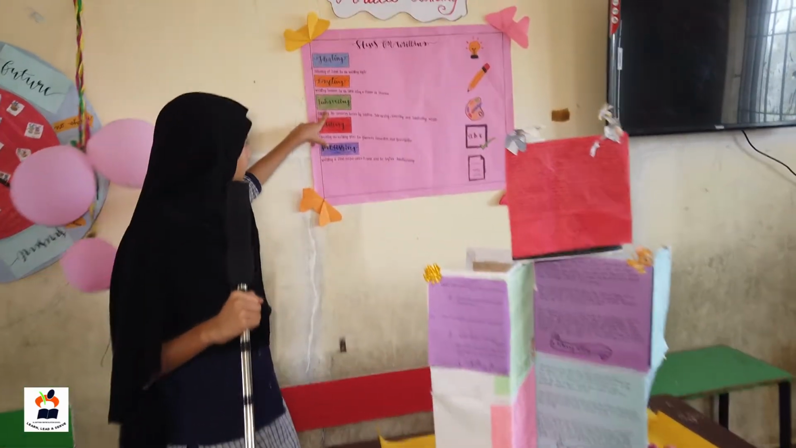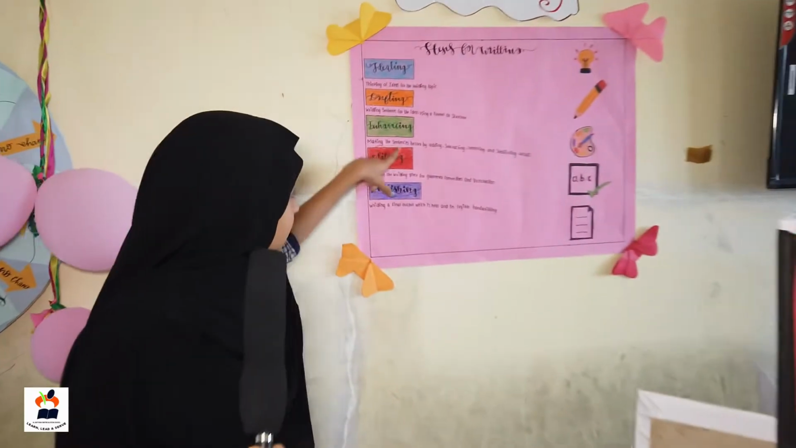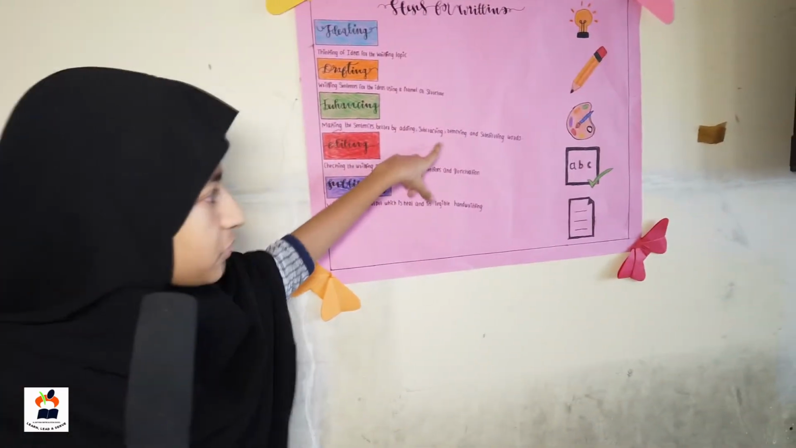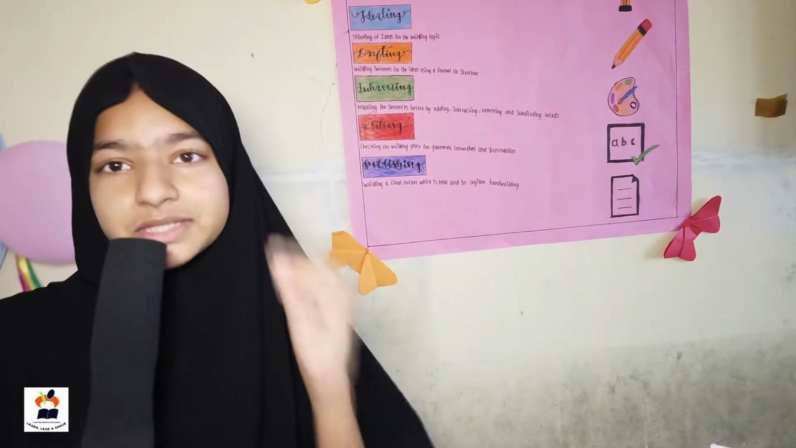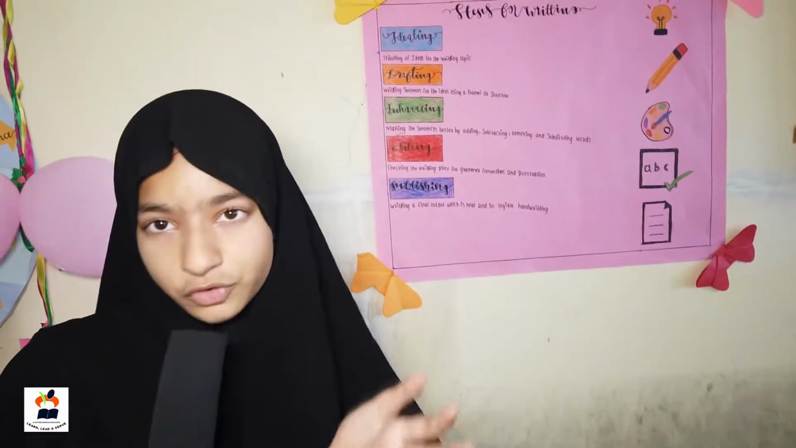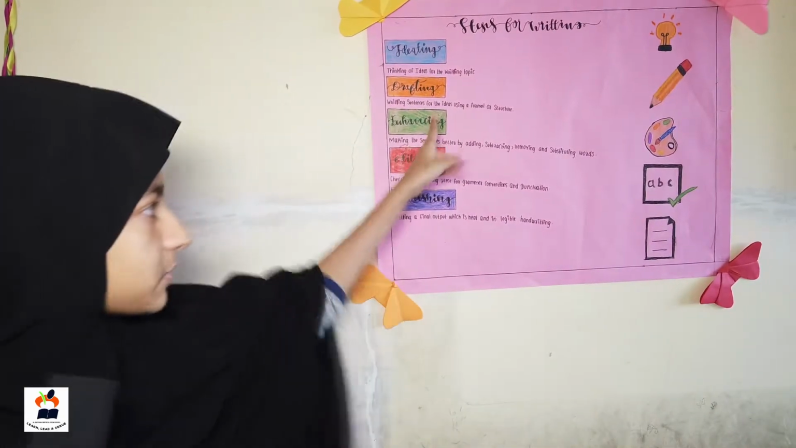The third thing we are going to follow is enhancing, making the sentences better by adding, subtracting, removing and substituting words. So in a sentence, we have some words which we can add, we can remove, and there are also some words we can exchange. So these can be done in this process.